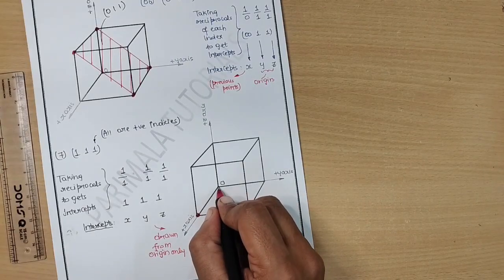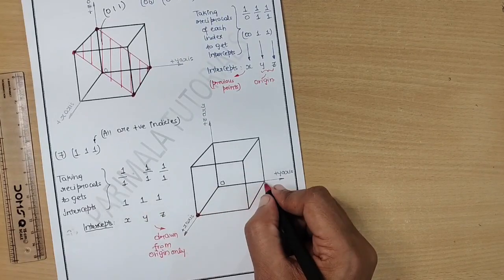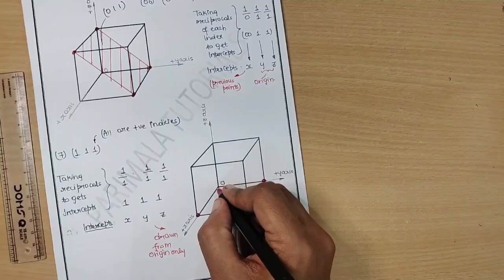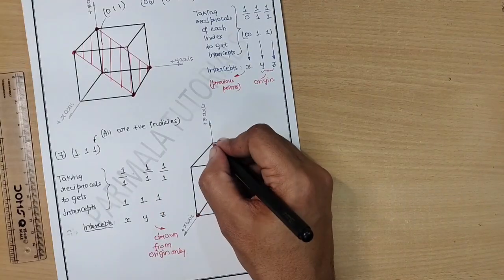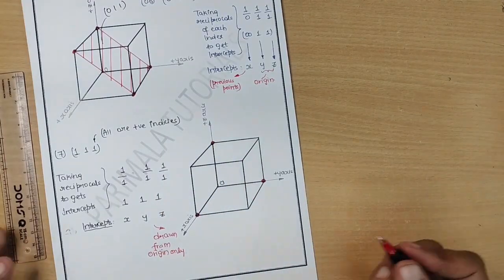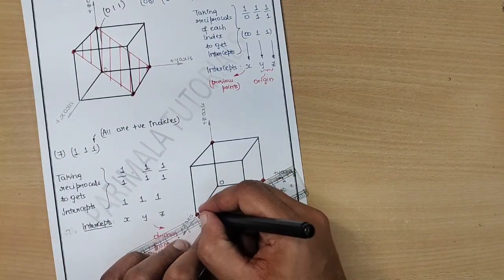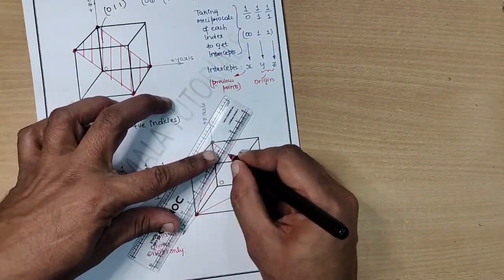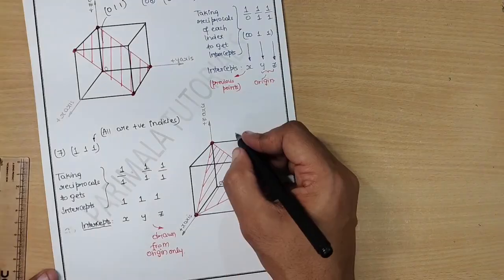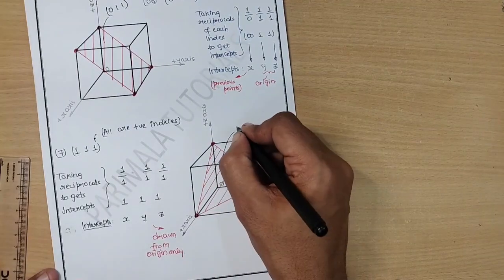From the origin, move towards the y-axis to a distance of 1 unit, once again the positive y-axis. From the origin, along the z-axis, move to a distance of 1 unit. Join the 3 points now: x to y, y to z, z back to x. So this would be the Miller Indices planar diagram for 1, 1, 1.